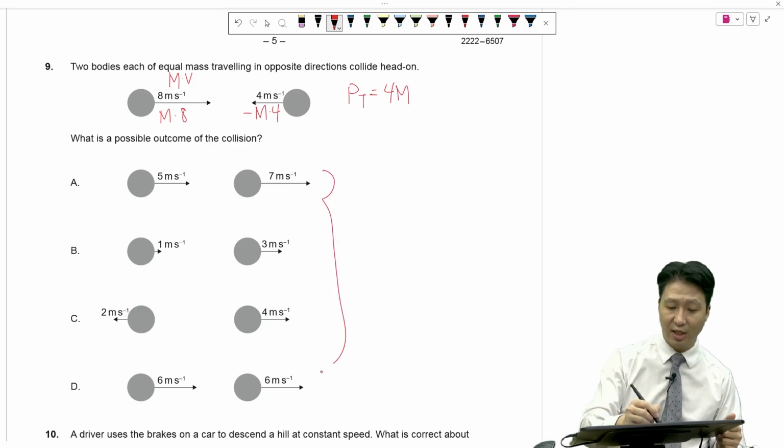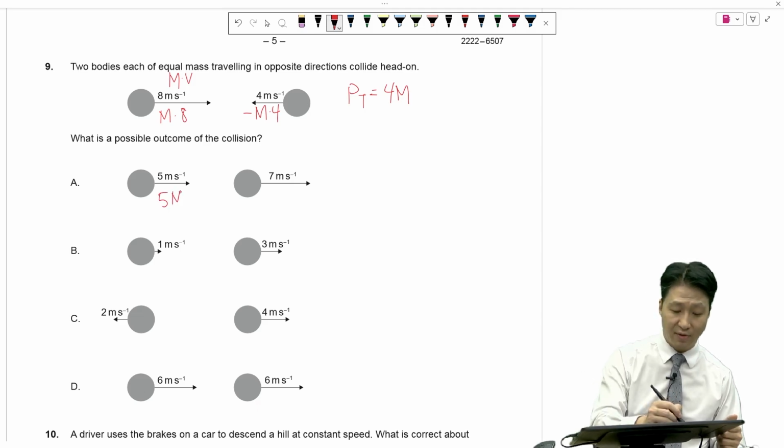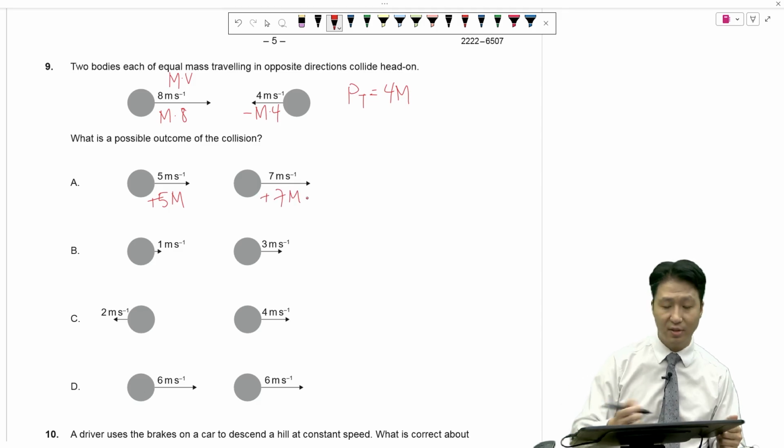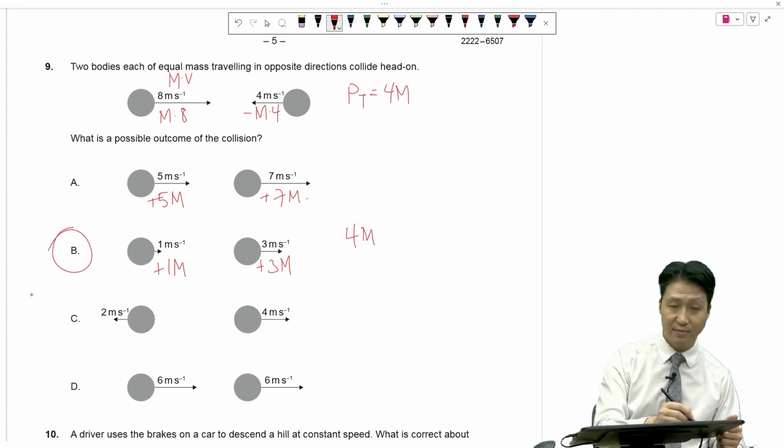So we have to look among the answers for another answer that also has a total momentum of 4m. Option A would be 5m plus 7m. That would be 12m, not the same as 4. Option B, it's plus 1m plus 3m, and this indeed does give us 4m. The answer must be B.